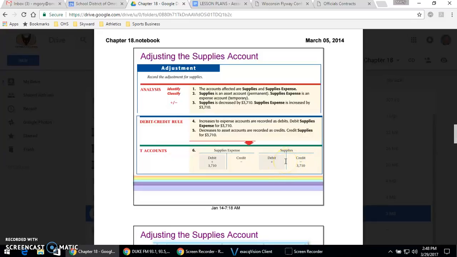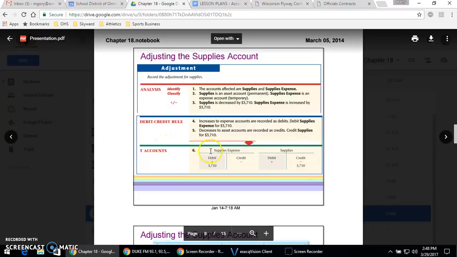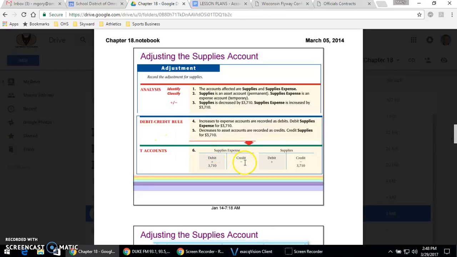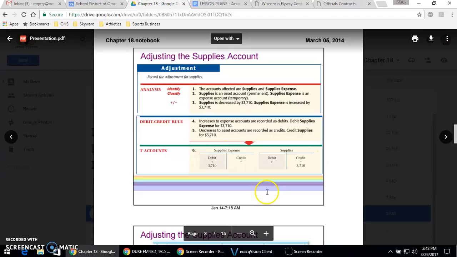Now, usually the supplies account is going to decrease in value. If it does, we show that by crediting the supplies account for the amount of the adjustment, in this case $37.10, and we then debit supplies expense $37.10. So we will not be using income summary in this case for this adjustment. Debit supplies expense, credit supplies.